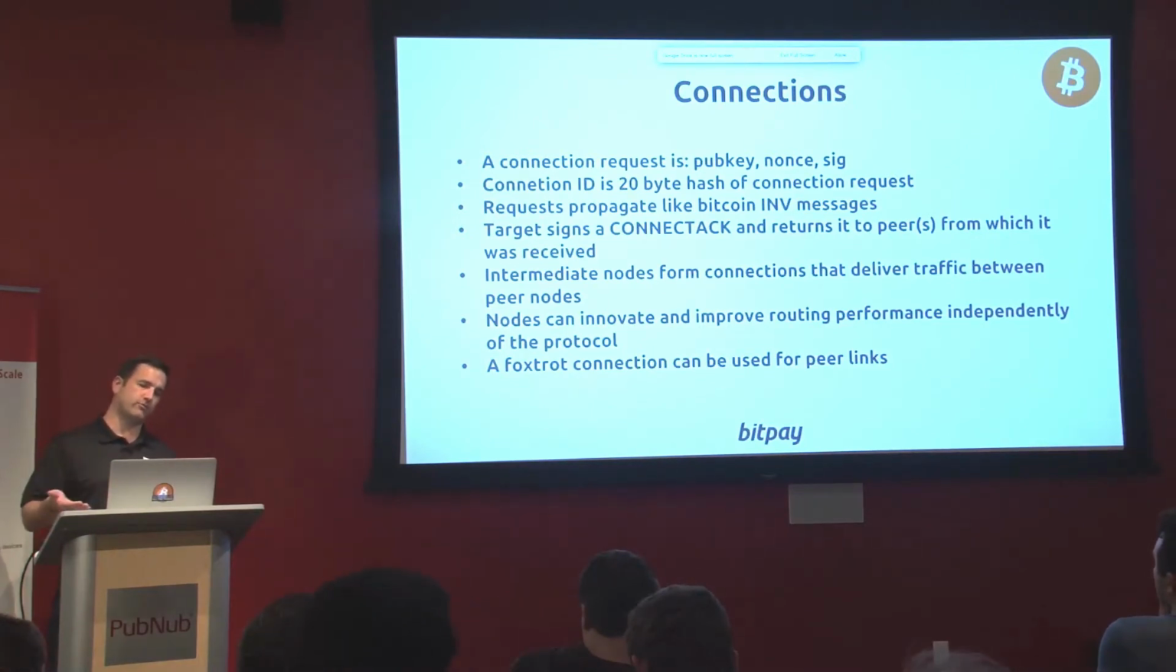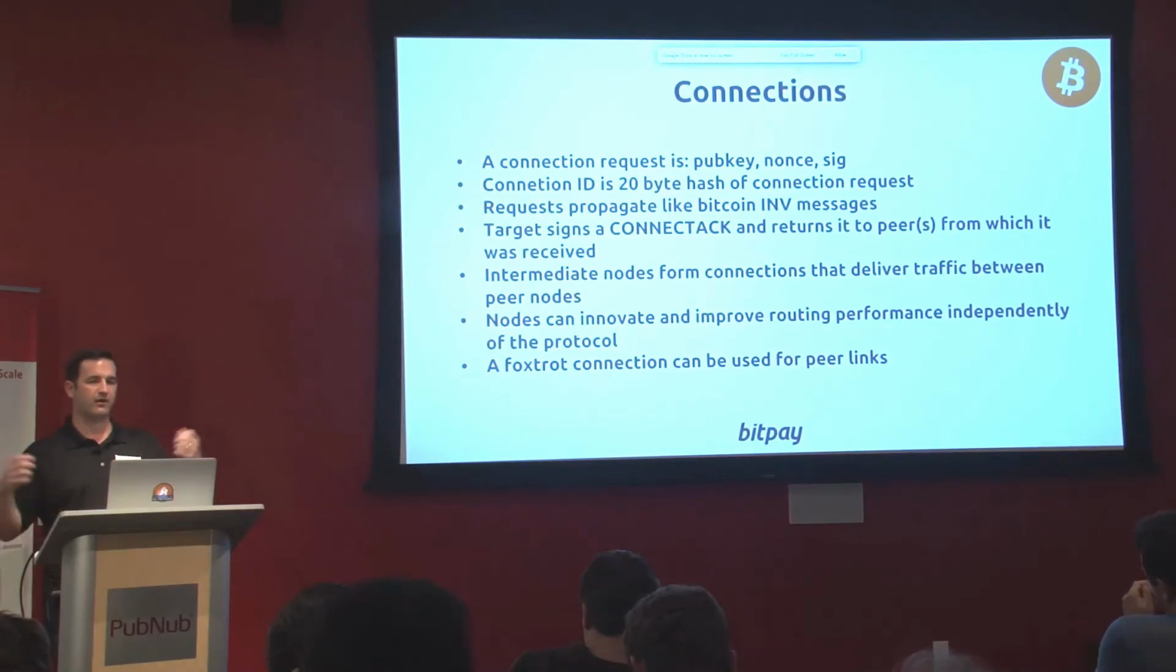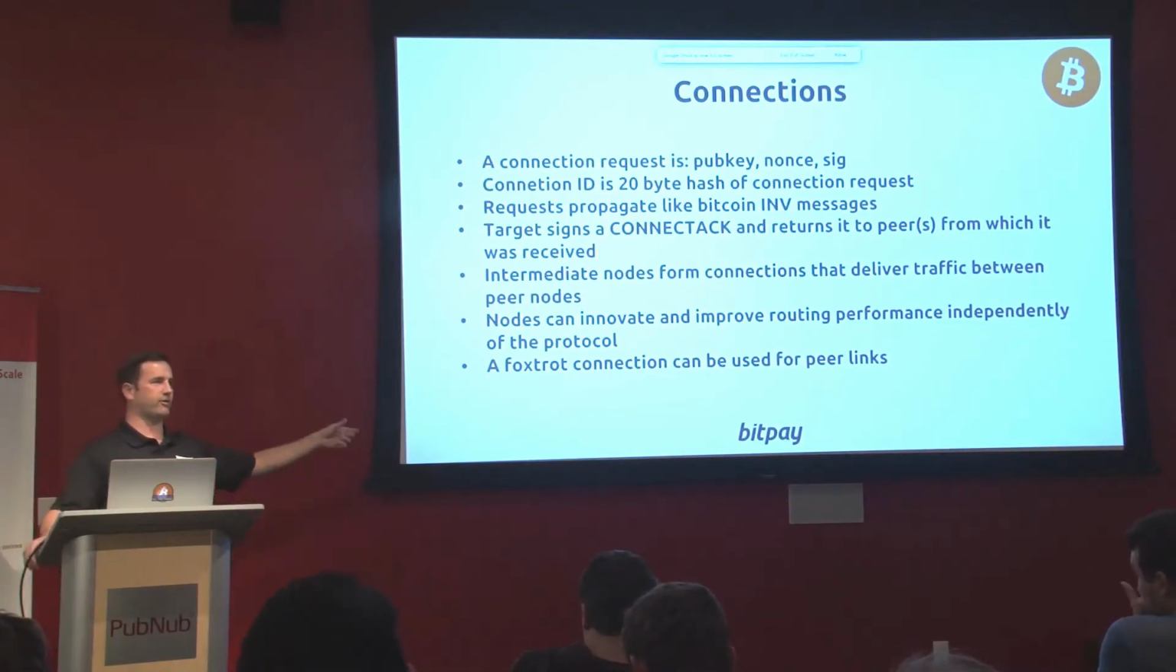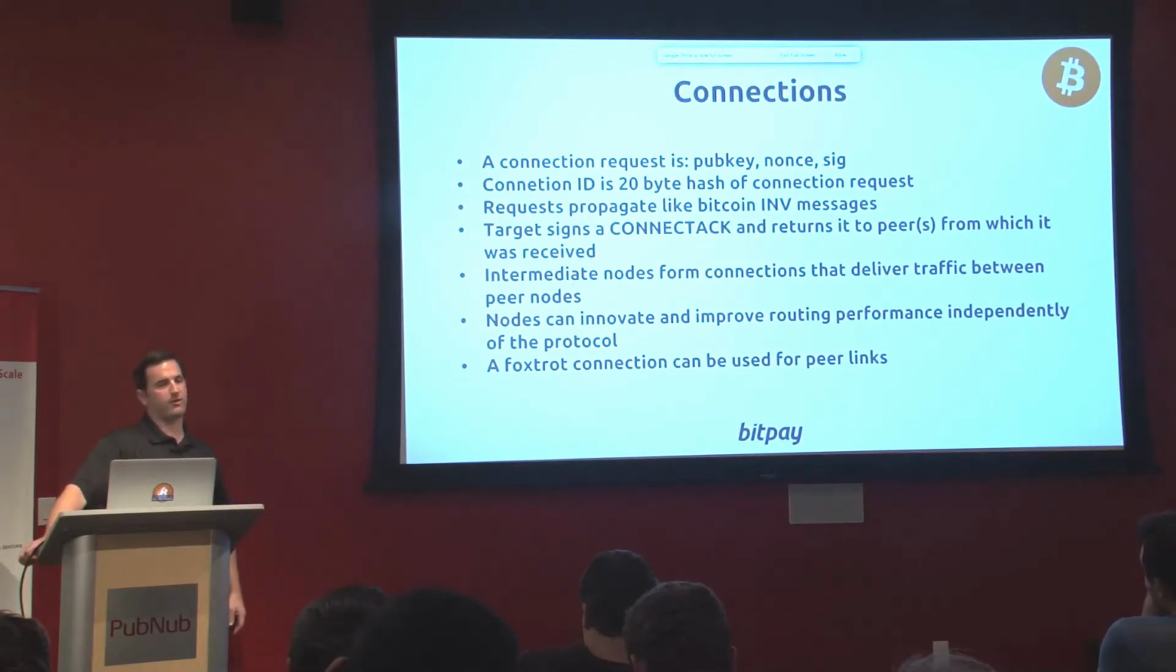Then intermediate nodes form connections. You might receive a connection request, and you might forward that connection request on if you don't have that server. You would send it on, and then as soon as you receive back a connect ACK, I now have a connection between a peer on this side and another peer on that side, and I route traffic between them. So I'll see messages that are trying to send traffic over that particular connection ID, and I'll route them.